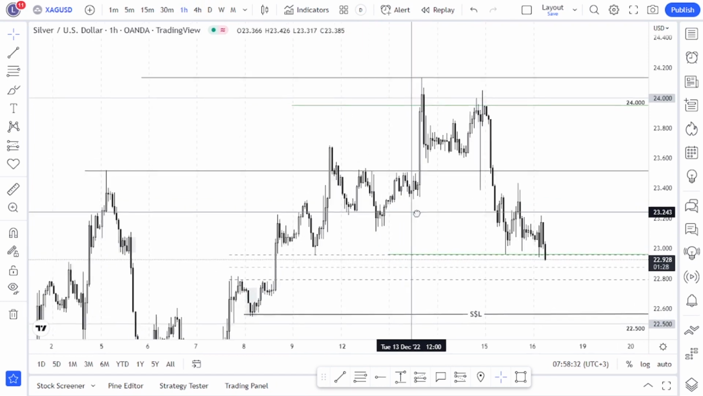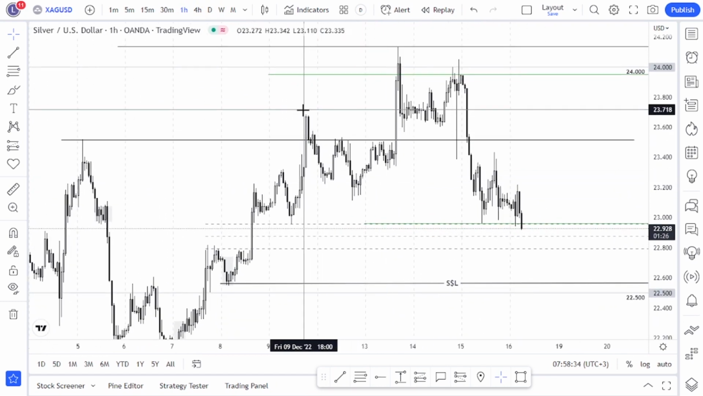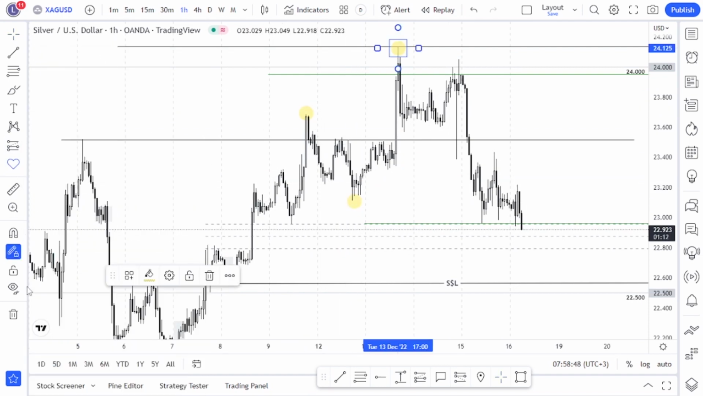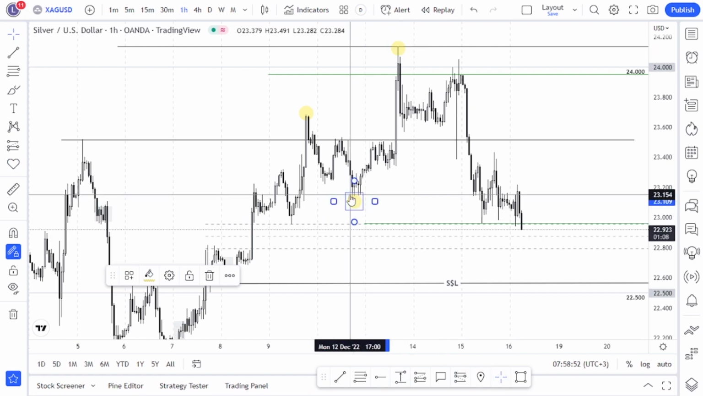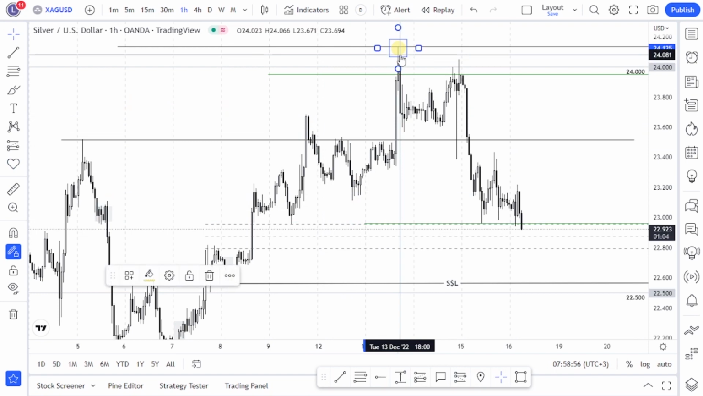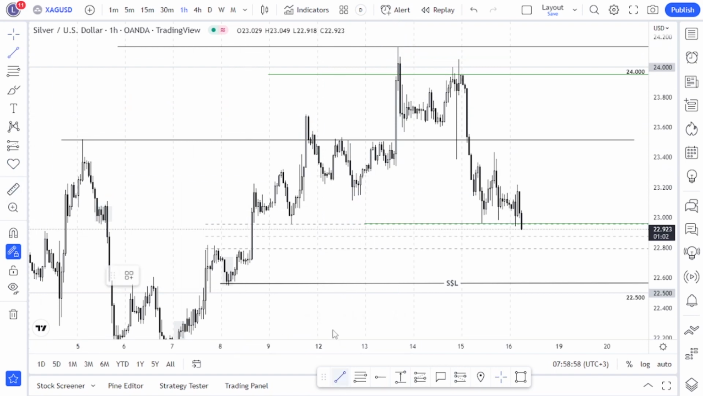Okay, so on the hourly structure, this point and this point are the structure points. So currently we've had a break of structure at that point, at this point over here. Let's first clear those. We've had a break of structure at this point.